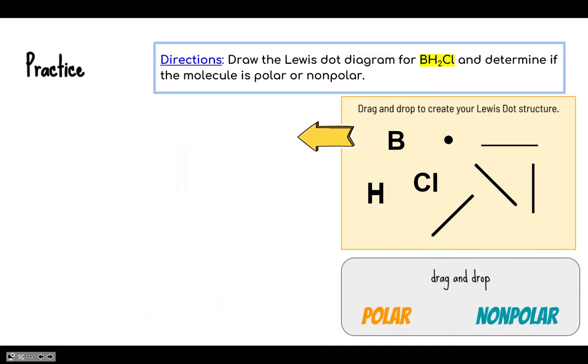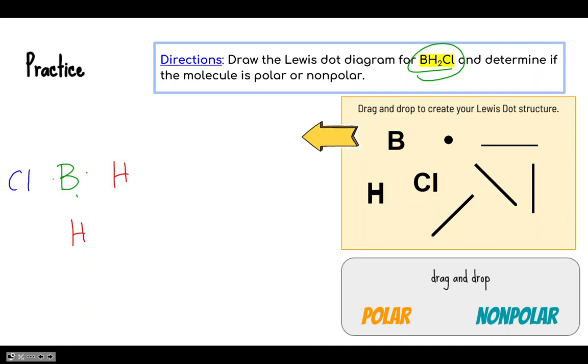Alright, like you're going to have to do on the quiz, we have to draw it first. Then we can determine whether it's polar or nonpolar. If I'm looking at our molecule here, that is BH2Cl, what's going to go in the center? B. How many electrons does B get? 1, 2, 3 is correct. Now I'm going to put the other ones around it, like so. And then I'm going to put the dots in here.